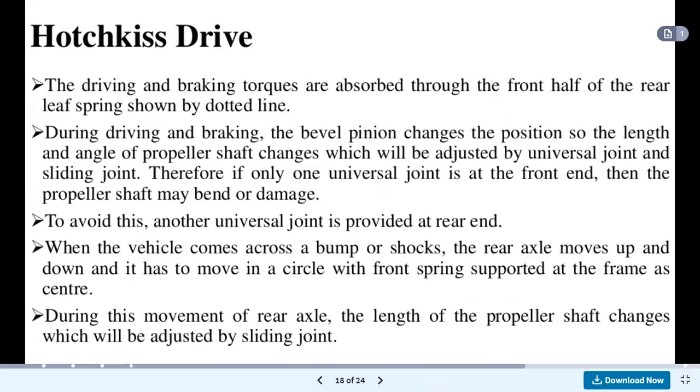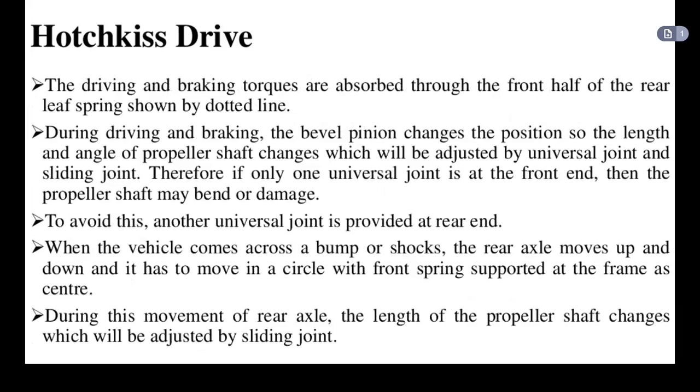In this case, the driving and braking torques are absorbed through the front half of the rear leaf spring, shown by dotted lines. During driving and braking, the bevel pinion changes position, so the length and angle of the propeller shaft change, which will be adjusted by the universal joint and sliding joint. Therefore, if only one universal joint is at the front end, then the propeller shaft may bend or be damaged. To avoid this, another universal joint is provided at the rear end.